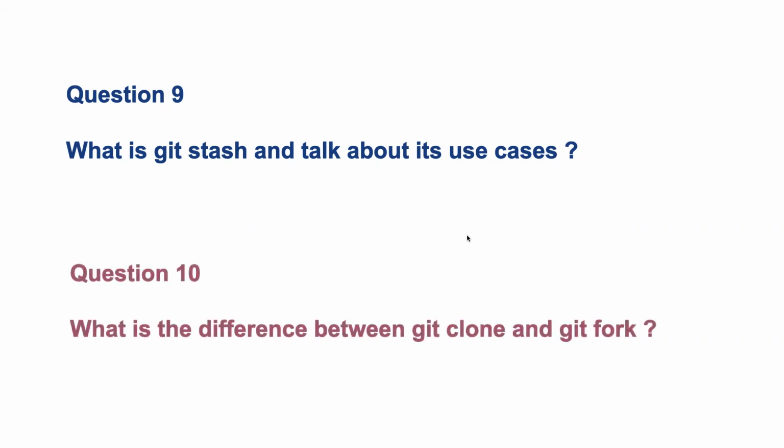And then you have question number 10, what is the difference between git clone and git fork? Okay, so the difference between git clone and fork is that git clone is basically creating a copy of whatever remote repository that is, whereas git fork is that you are getting the git repository into your namespace.